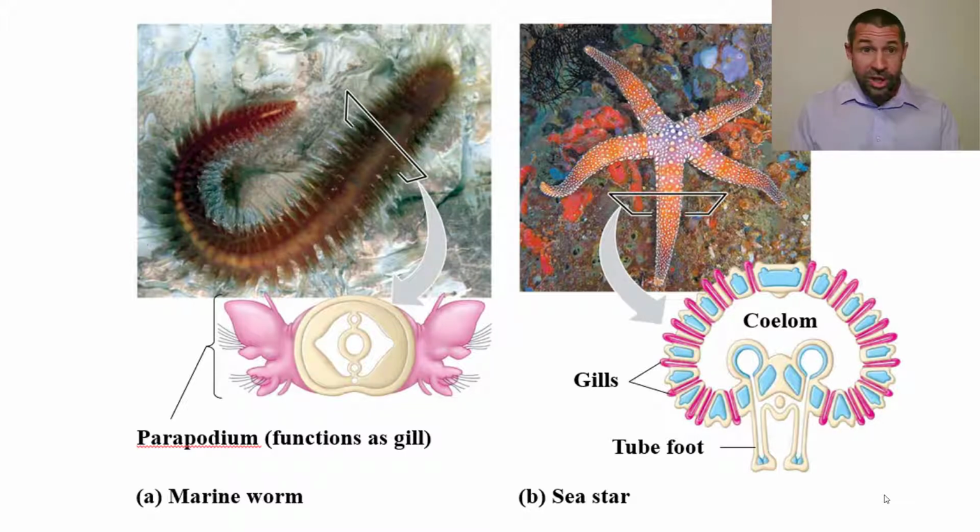The segmented marine worms, like you see on the left, have these feathery, filamentous parapodia. These have really high surface area, and they're going to facilitate gas exchange from the seawater into the parapodia and funnel that oxygen down into the respiring cells. The echinoderms, like the starfish that you see on the right, have gills that are embedded throughout their rays, or their arms.